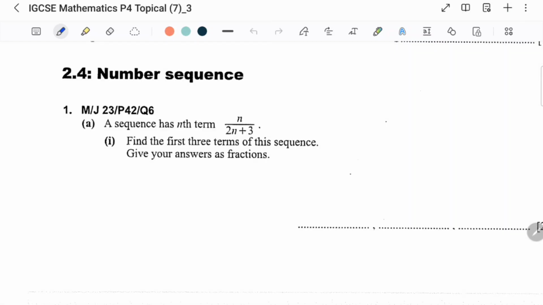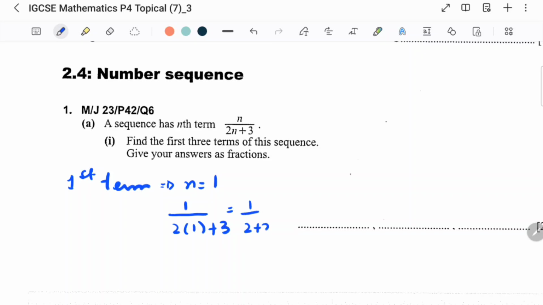The first question, May June 2023, paper 4-2, question number 6. The sequence has the nth term n upon 2n plus 3. The nth term is already given. Find the first term of this sequence and give your answer as a fraction. First term means n is 1. So whenever n is 1, that will be 1 upon 2 times 1 plus 3, which is 1 upon 2 plus 3, which is equal to 1 upon 5.